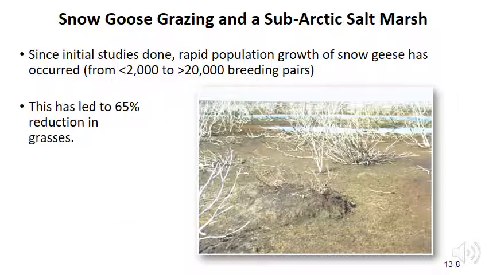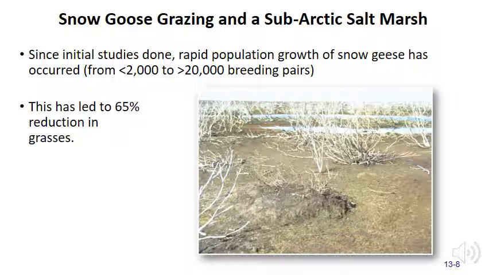And indeed, since those initial studies by Hick and Jeffries were conducted, the population of snow geese that are summering in these subarctic salt marshes has increased from less than 2,000 breeding pairs to more than 20,000 breeding pairs. And that increase in the intensity of herbivory has led to a 65% reduction in coverage of these grasses.